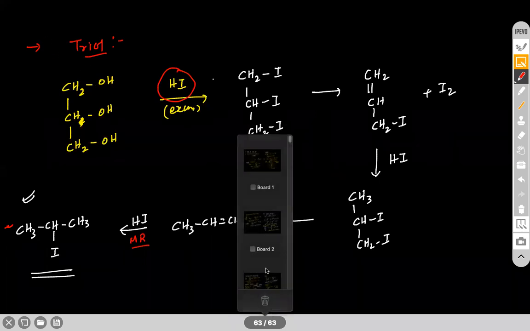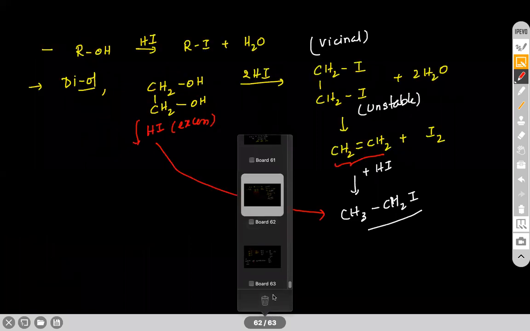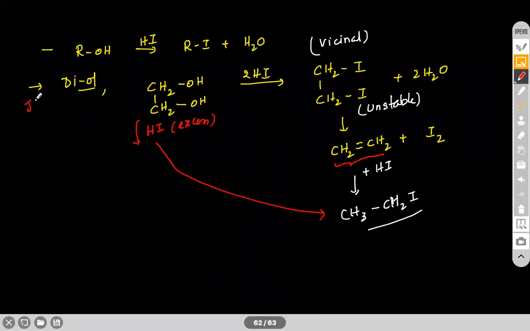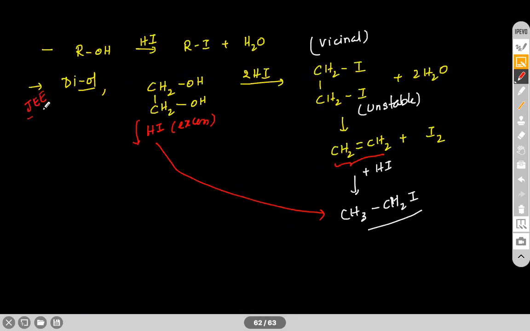The diol reaction they have asked once in JEE. This one they have asked once in JEE. Triol, they probably haven't asked, but they can ask. You cannot eliminate any probability here. So these are the few reactions of alcohol we have discussed. There are many other reactions of alcohols and ethers. We'll finish that next class and then we'll start elimination reaction.